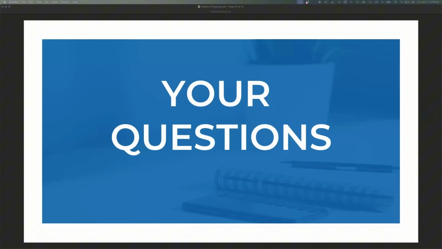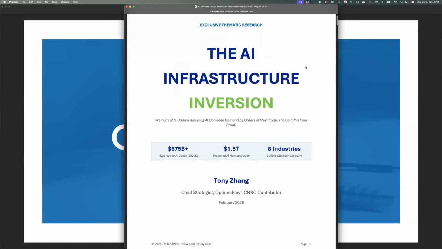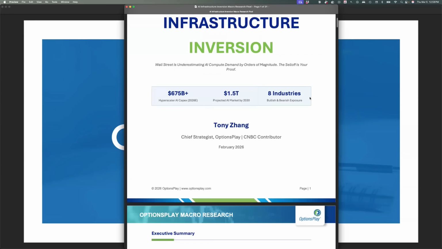Most of it has actually accelerated in just the last couple of weeks. We just recently published our latest AI research, and we believe structurally that the market is severely underestimating AI compute demand by orders of magnitude. And we think this is probably the biggest opportunity in the markets right now. So for those of you that are OptionsPlay members, you've already got access to this research that we just published on Monday morning.